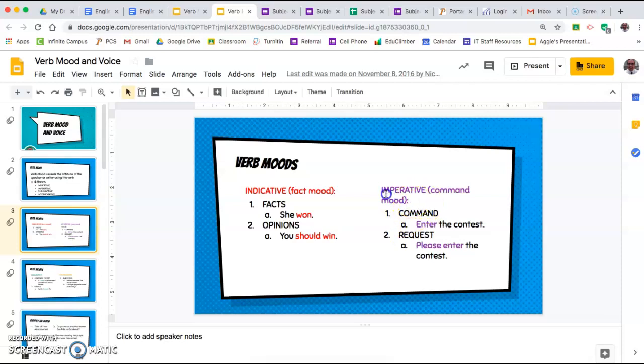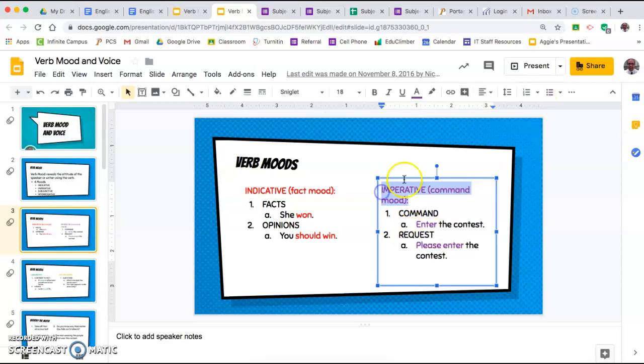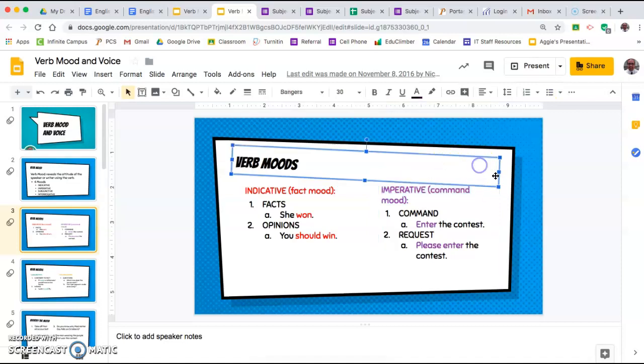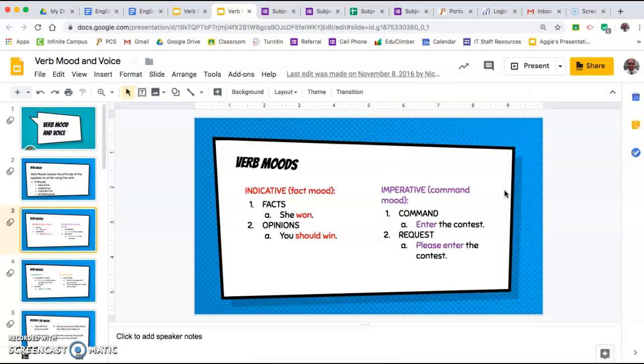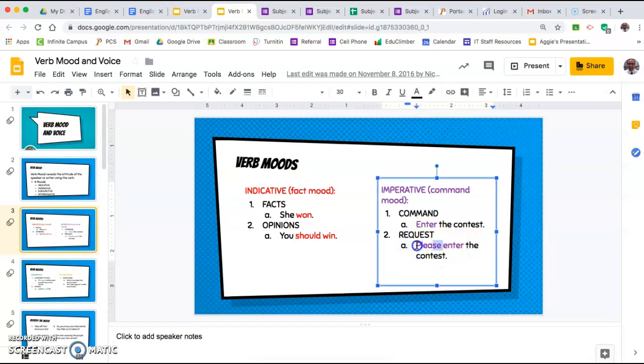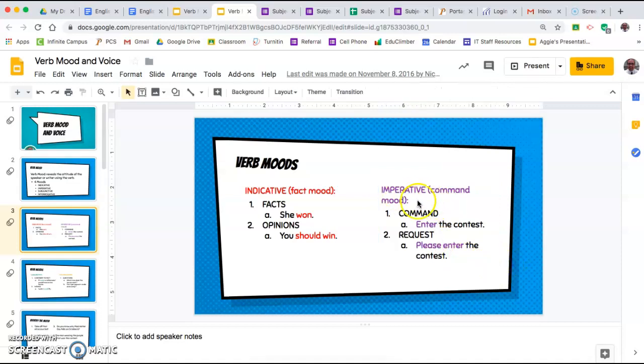The imperative mood, over on this side, you'll see it says command mood. And the word imperative itself means that something is really important. So if you're giving somebody commands, you must believe that it's important that they do this. So one example of imperative mood would just be giving a command, enter the contest. You're telling somebody what to do. Or you might be making a request, but really this is still just a polite command. Please enter the contest. Just because the word please is there, it somehow is referred to as a request, but really you're still just giving a command. So imperative mood means that you're giving a command to somebody else.